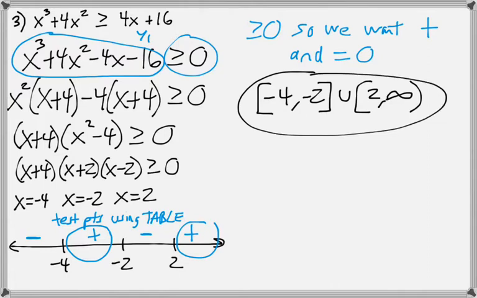Any number within this region or these regions would make my original question true. So it's an interval of answers that is our answer.